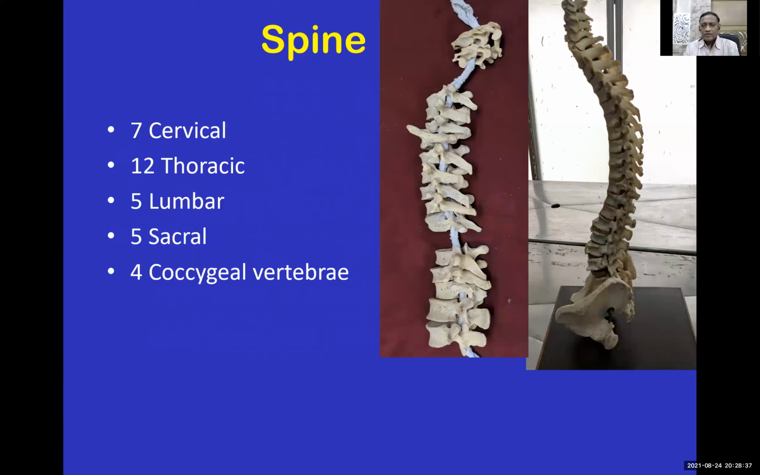Coming to the osteology, this is the spine. I'm sure you must know, just a repetition of your anatomy: 7 cervical, 12 thoracic, 5 lumbar, 5 sacral, and 4 coccygeal vertebrae.